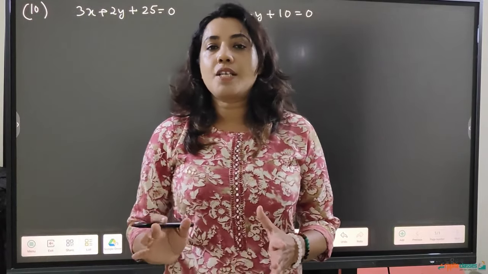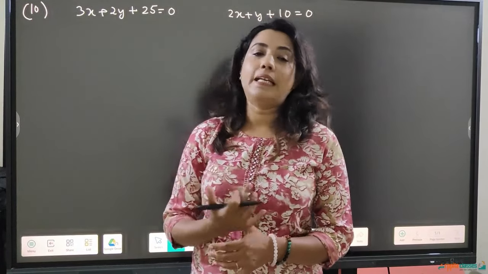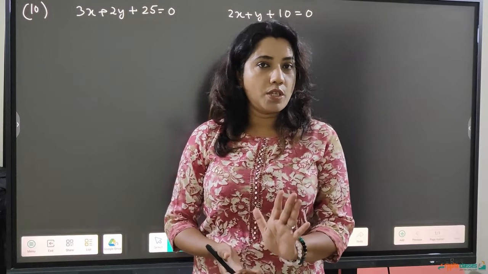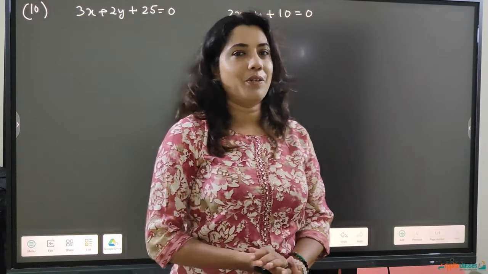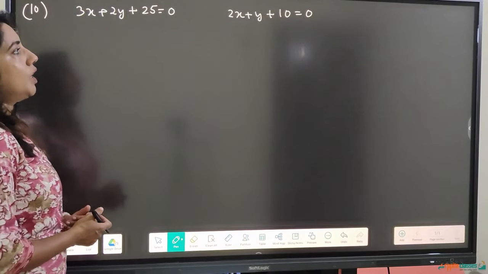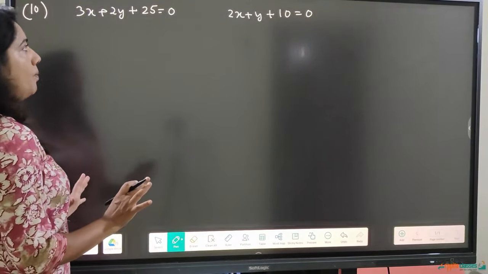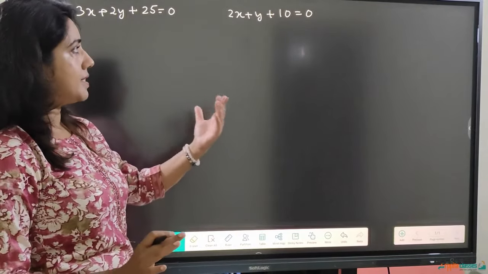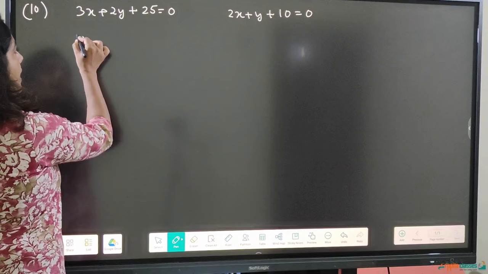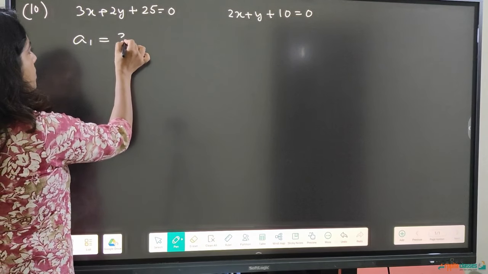So we have come to the last question of today's video, that is question number 10. In this exercise there are 4 more sums that we are going to cover in the next video. So let us start with question number 10. Both the equations are given in the right form. Everything is on the left hand side and the right hand side 0. So we can directly start writing our A1, A2, B1, B2, C1, C2.